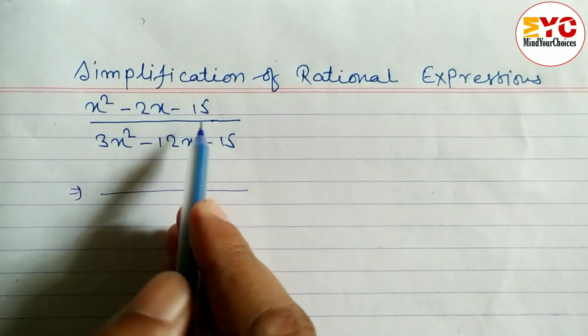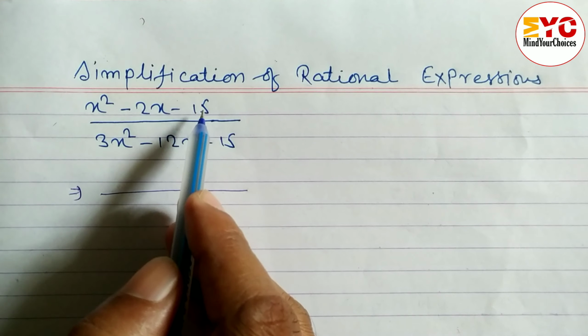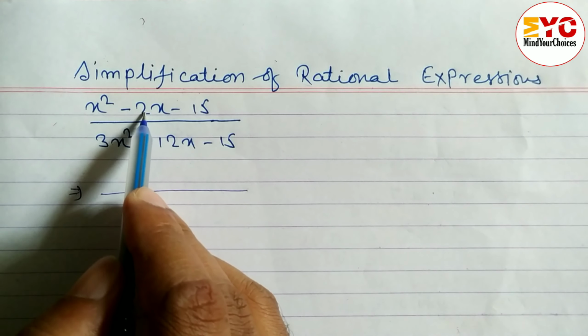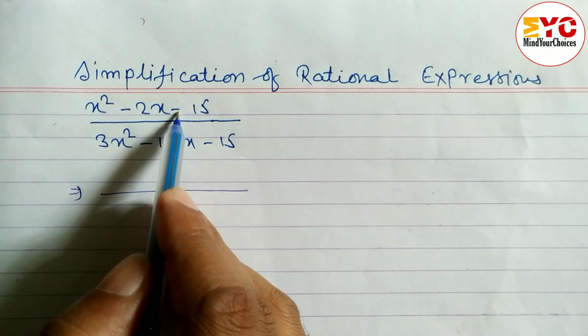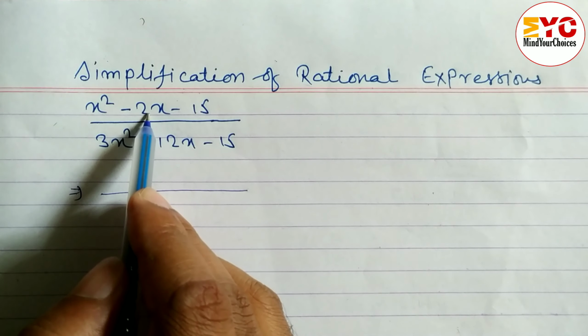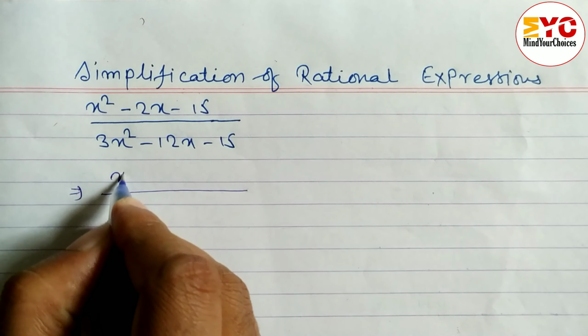So you can see the last number here is 15. We have to find the type of factors whose multiplication is 15 and subtraction is 2. When you multiply you will get 15, and when you subtract, here is minus, we get 2. What are the factors? 5 and 3. If you don't know, you can do it in this way also.